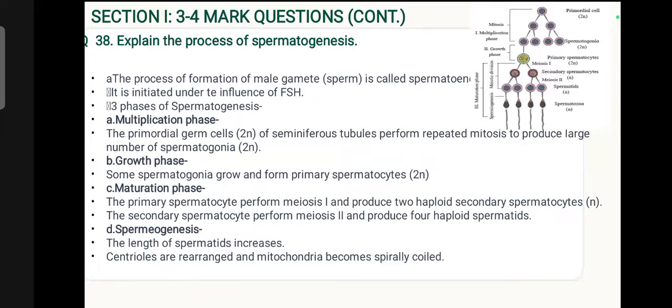D. Spermiogenesis. The length of the spermatid increases, centrioles are rearranged, and mitochondria become spirally coiled.